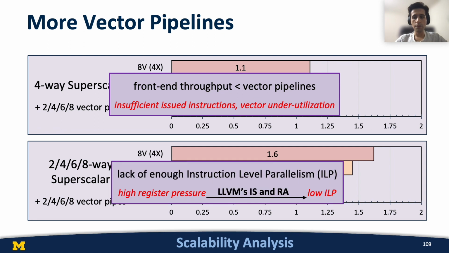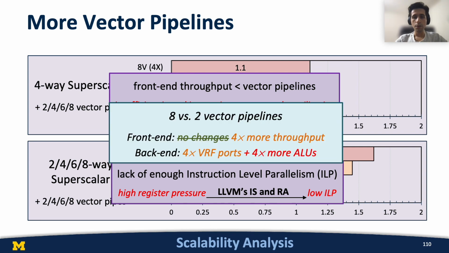This is because LLVM's instruction scheduler and register allocator reduces the instruction level parallelism in kernels with high register pressure. We conclude that increasing the number of vector pipelines also requires increasing the throughput of the front-end modules to enhance the utilization of vector pipelines.